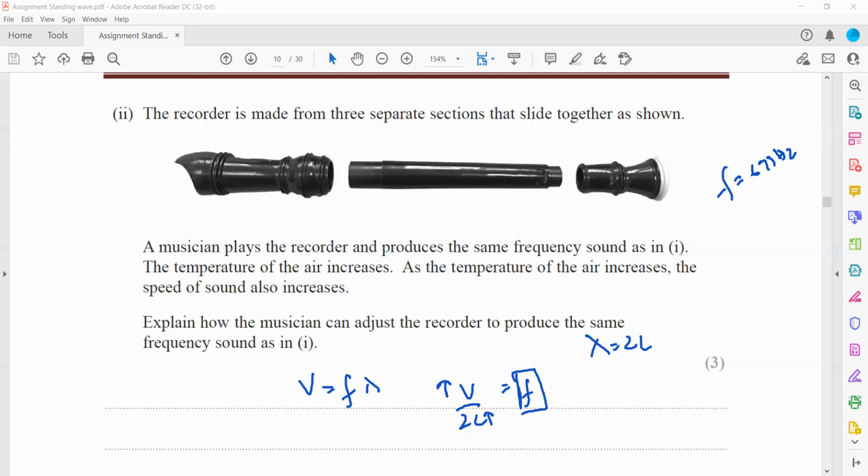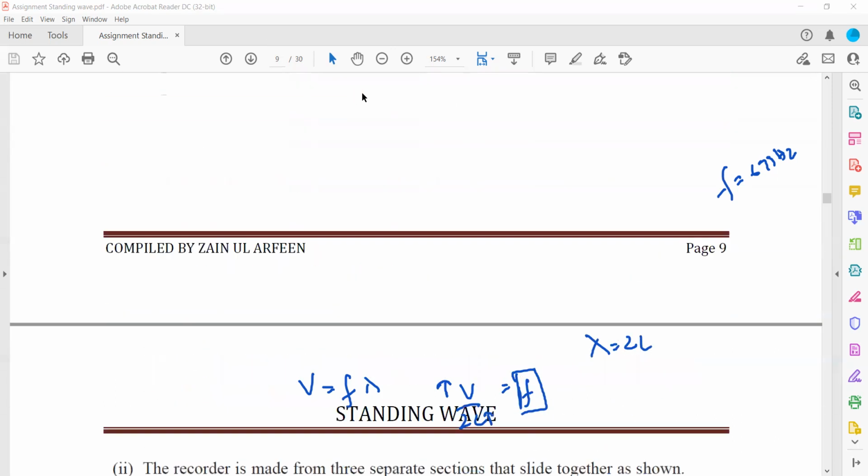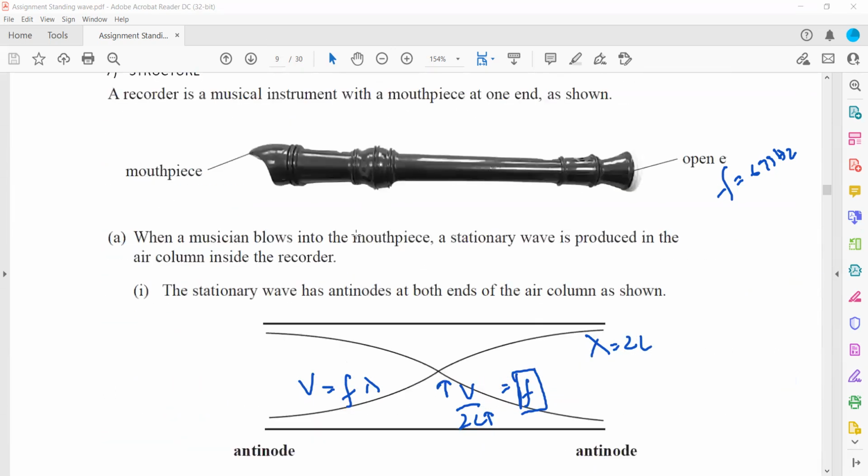So what a musician can do is slide the recorder sections further apart, for example, increasing the length of this recorder, if he wants to produce the same frequency of 699 hertz. This was the original figure, as you can see, but as I mentioned, these parts can slide.